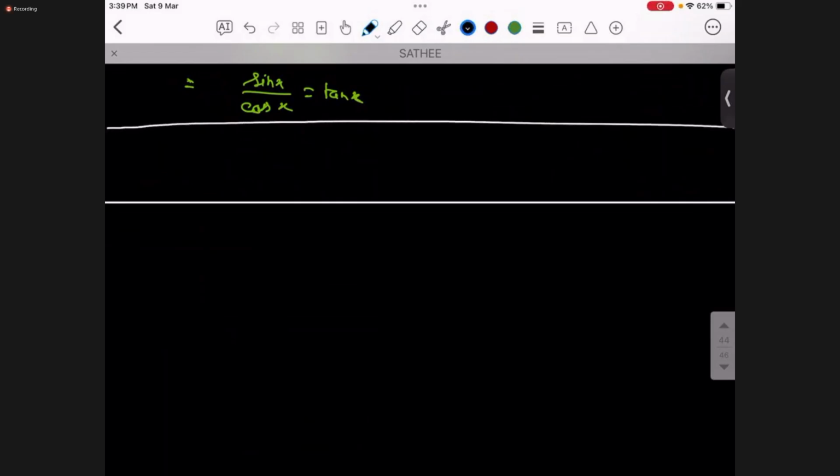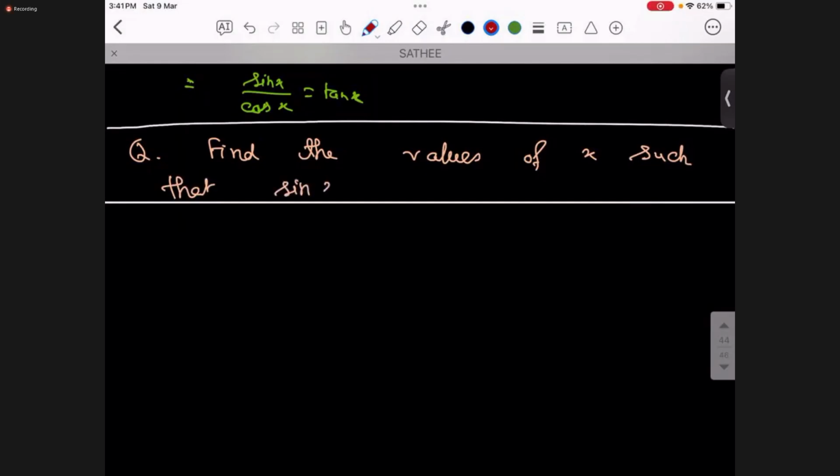Okay. So let us do an example. Let us find the values of x such that sin x minus 3 sin 2x plus sin 3x will be equal to cos x minus 3 cos 2x plus cos 3x.